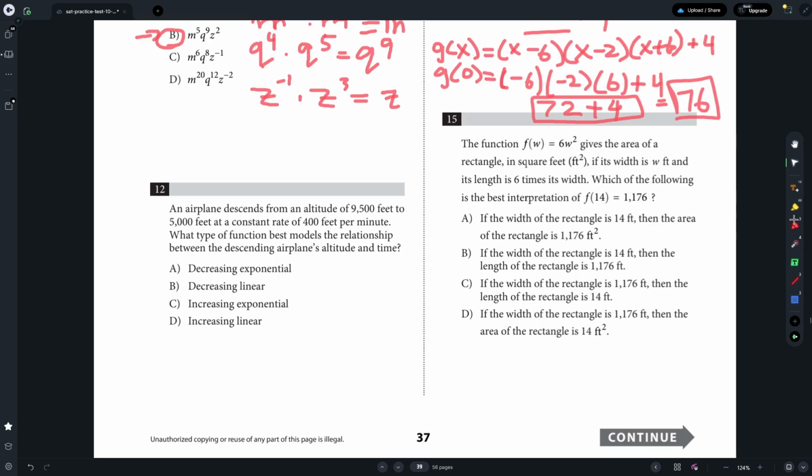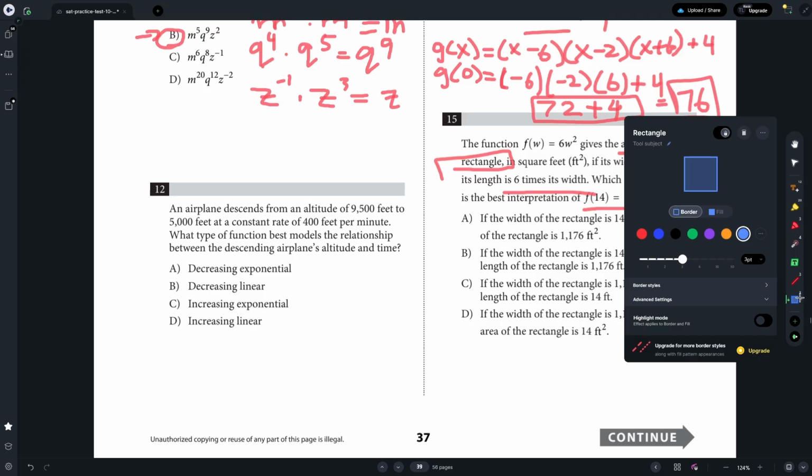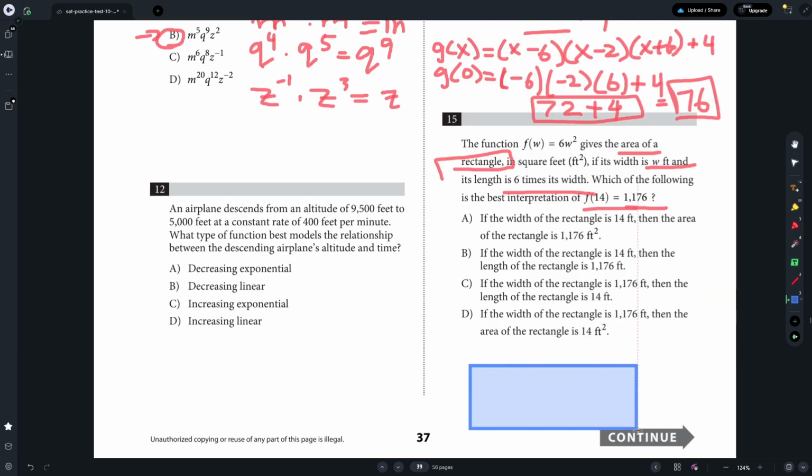All right. The function f of w equals 6w squared gives the area of a rectangle in square feet. If its width is w feet and its length is 6 times its width, which of the following is the best interpretation of f of 14 equals 1176? So let's draw a diagram for this one. It says gives the area of a rectangle, so we know the shape is a rectangle, right? We're not going to draw this to scale, but hopefully we can try our best.